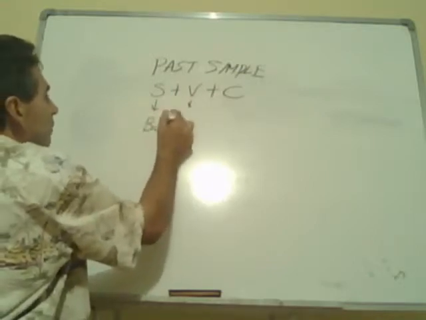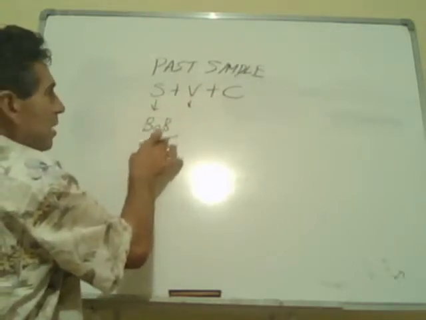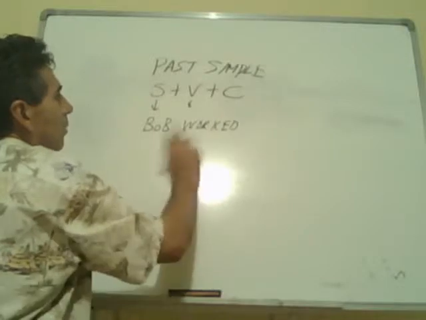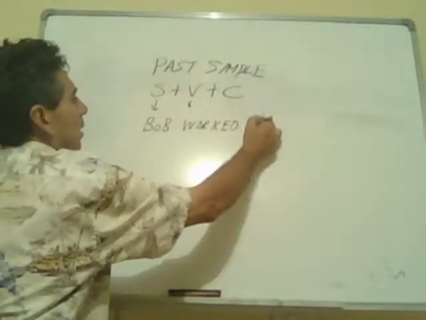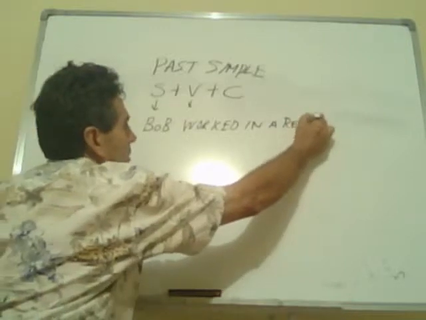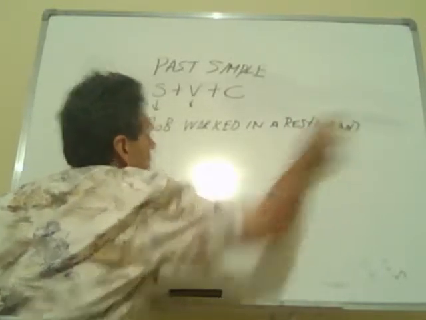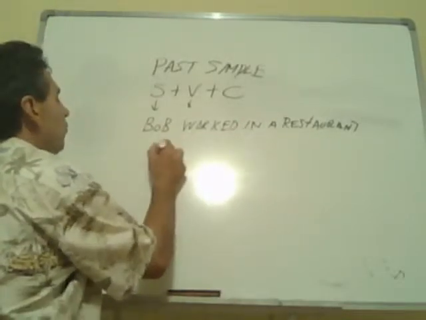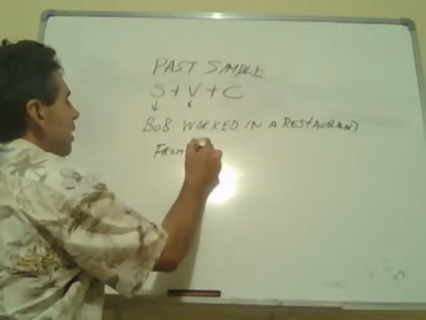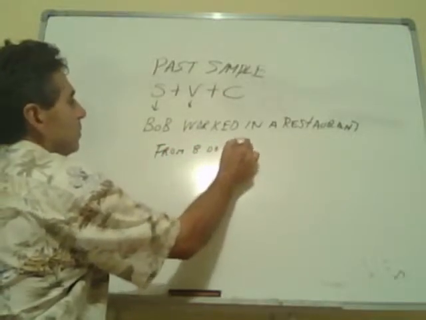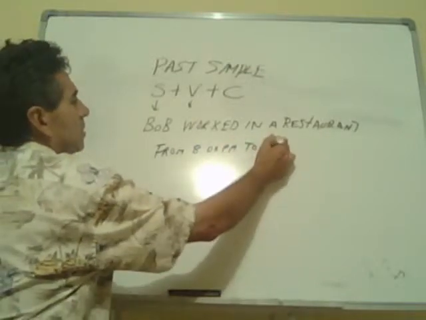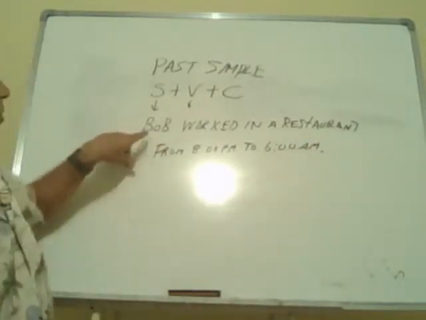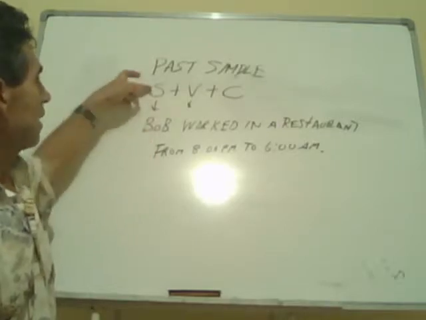You can say Bob, that guy's name. Bob worked. You see, Bob worked in a restaurant. See, Bob is the subject. Worked in a restaurant from 8 p.m. to 6 a.m. Right. You see over here, Bob is the subject.